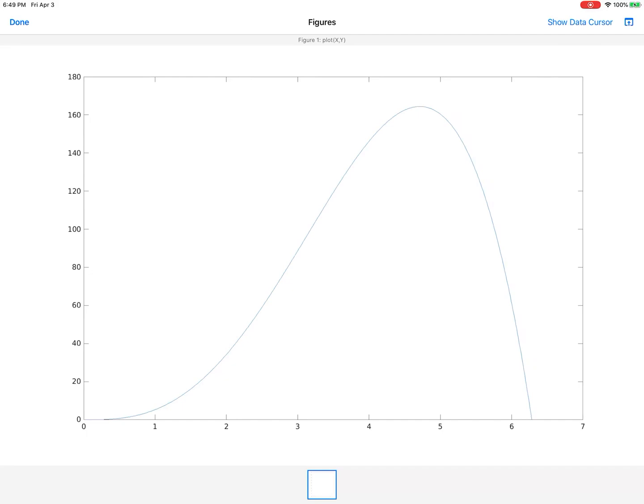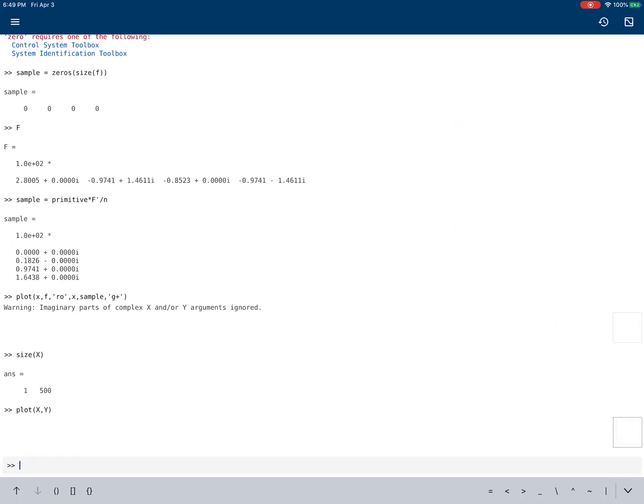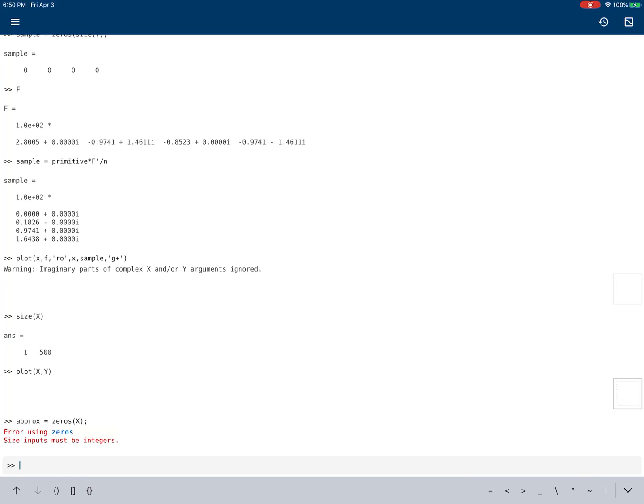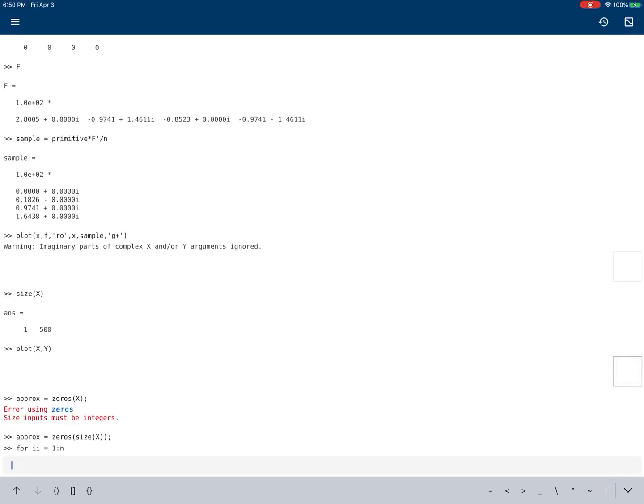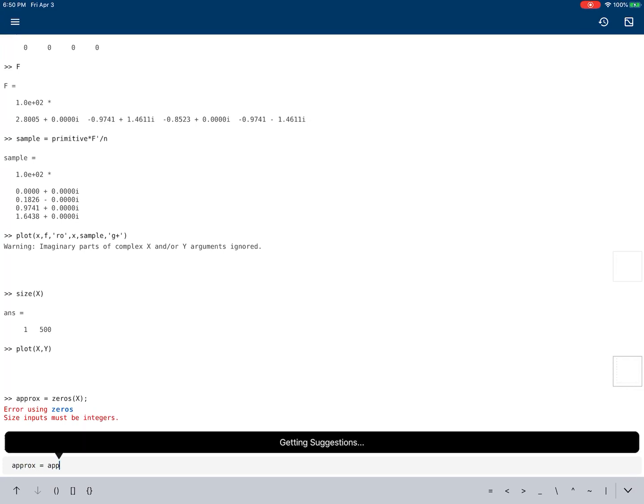So remember that x and y were the original function, the pure, continuous signal. I'm going to do the same thing now, but we're going to use this for what we're going to call an approximation. All right, so approx equals zeros of size of x. Okay. Now, here's the trick. We need to remember that we are using a full complex function in here, not just a discretization of one.